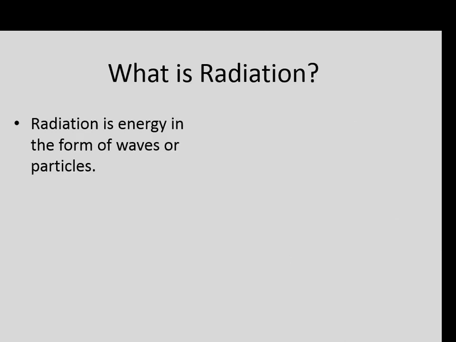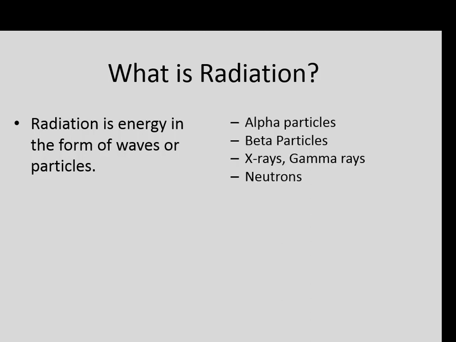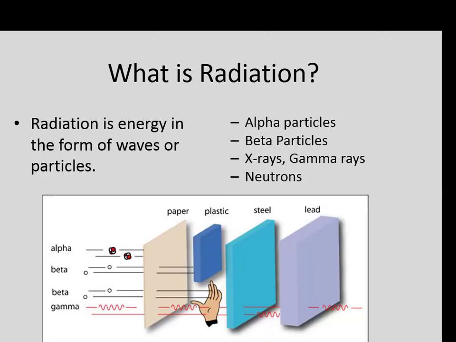Radiation is energy in the form of waves or particles. The four main types of radiation are alpha particles, beta particles, X and gamma rays, and neutrons. The physical properties of each type of radiation is determined by its relative size. Alpha particles have a large relative size and therefore have a very short range but cause a lot of ionization. They have a high potential to cause ionization.